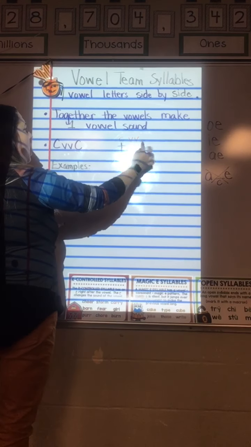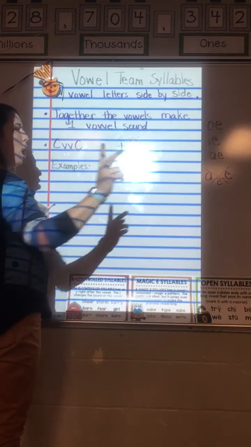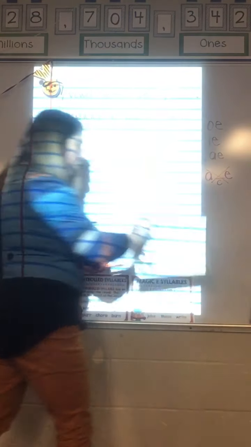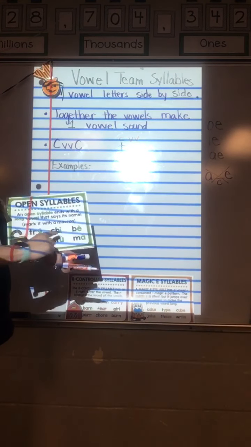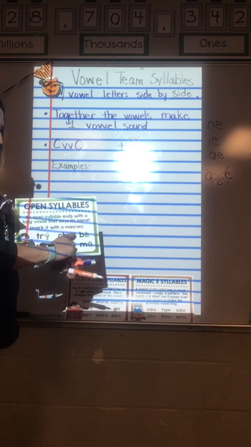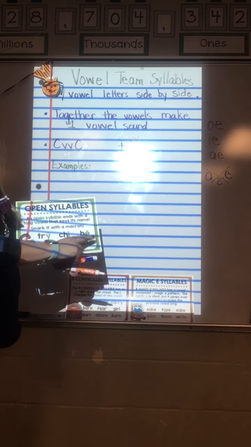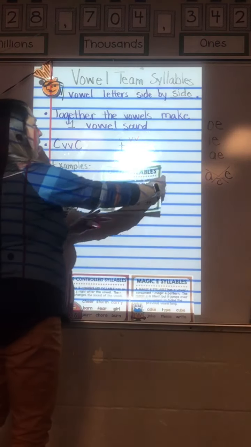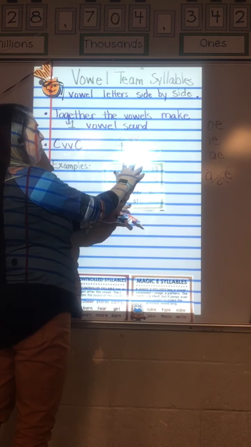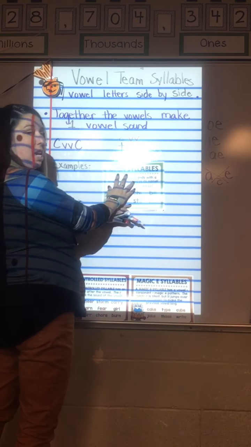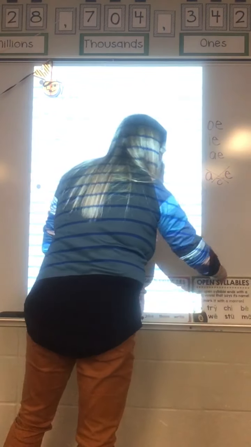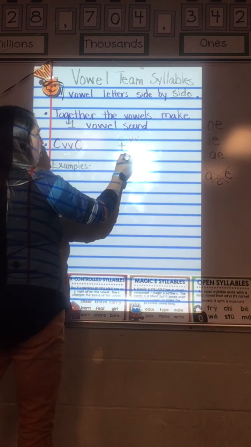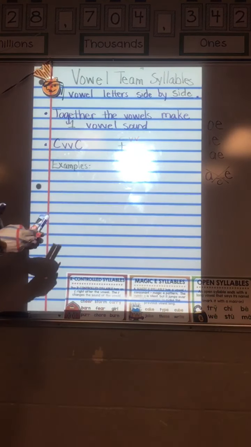So C, V, V. Now sometimes remember it is open, but what sets us apart from open syllables? Okay, because you might have that question. On open syllables, is it followed with two vowels? It is not. It's followed just by one vowel. That's what separates this word, toe. That's what makes it a vowel team, but not an open syllable, because it's two vowels side by side. The other important thing is whenever I notice a vowel team, I always want to underline it. That's a vowel team.